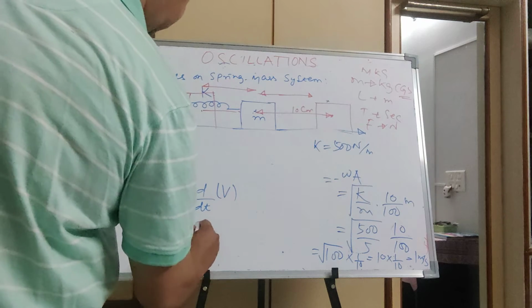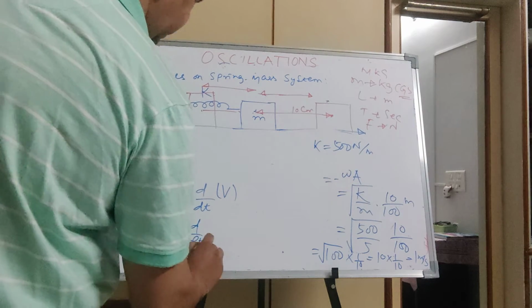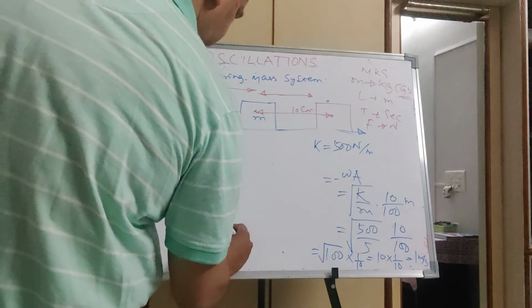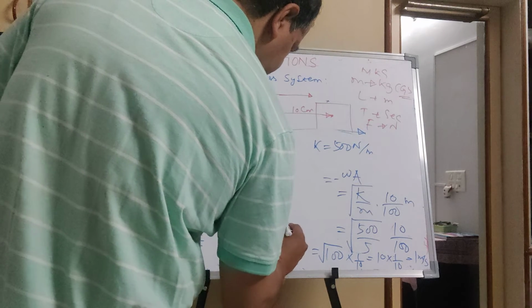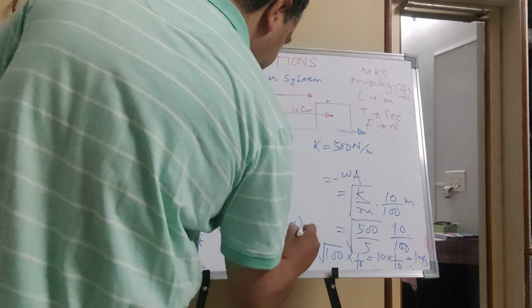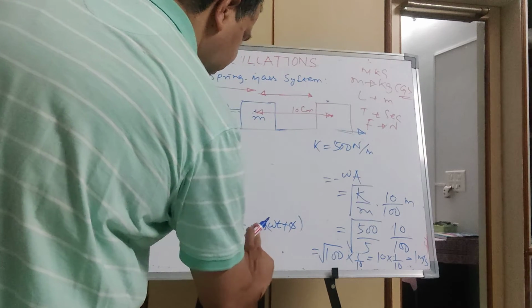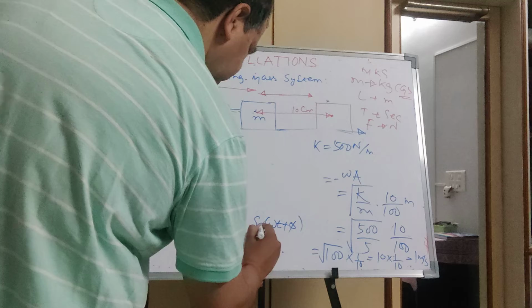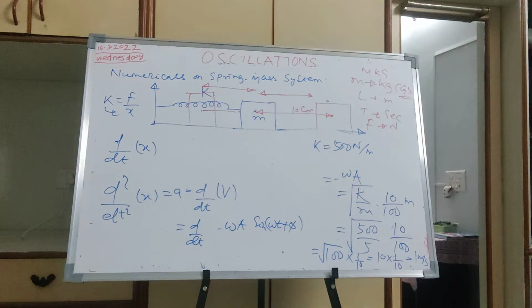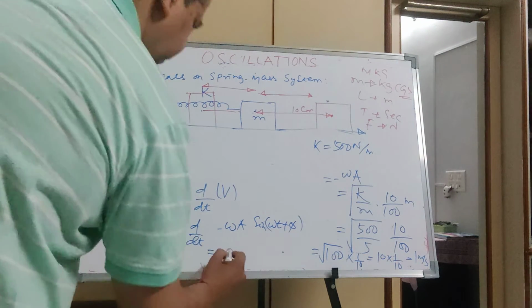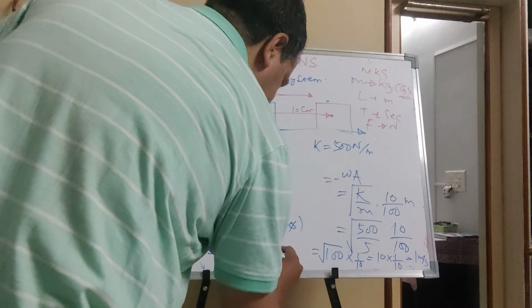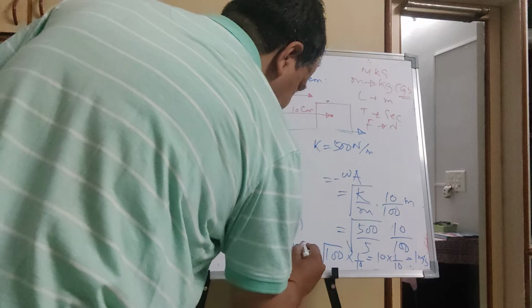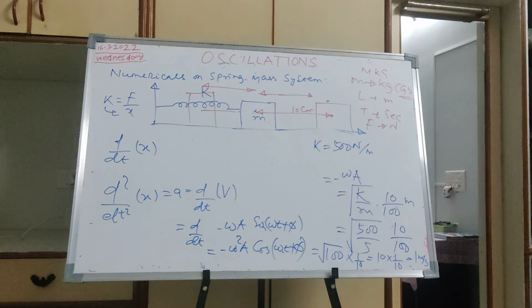So d by dt of velocity, which is minus omega a sin(omega t plus phi). Sin becomes cos when you differentiate. So again, if you derive it, it will become minus omega square a cos(omega t plus phi). Clear? So the question is, what is the maximum acceleration?